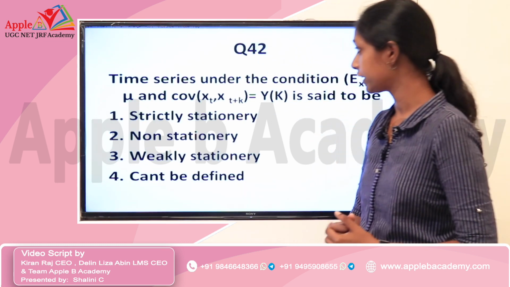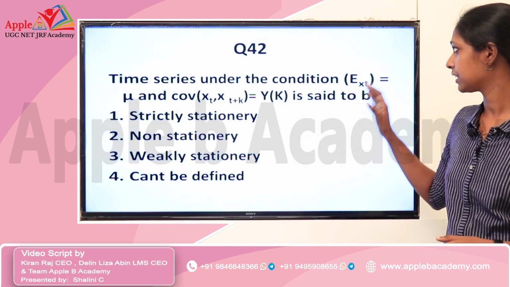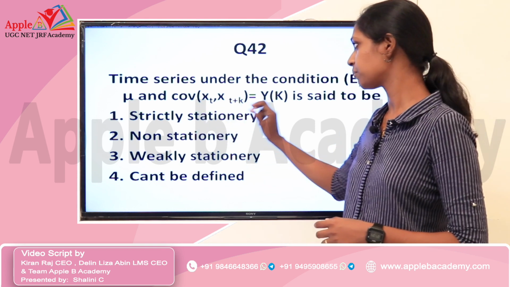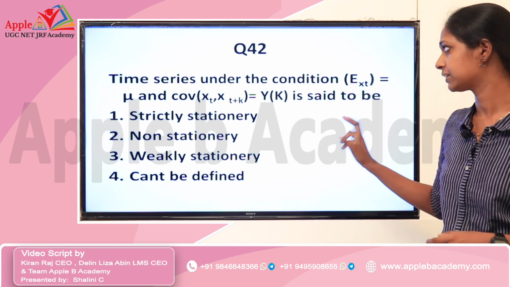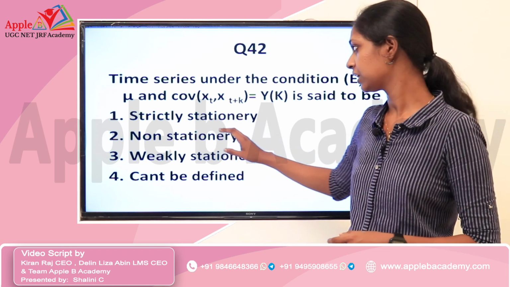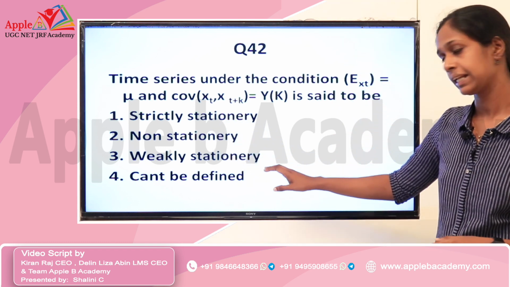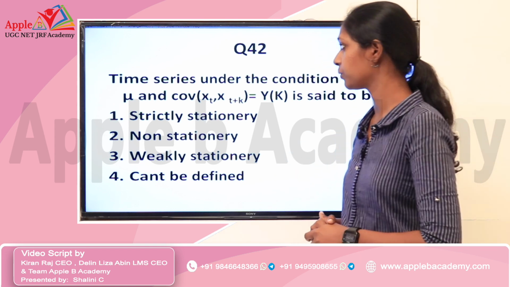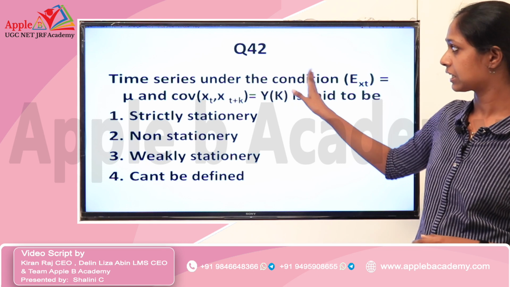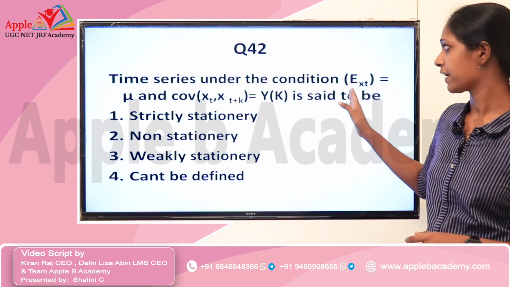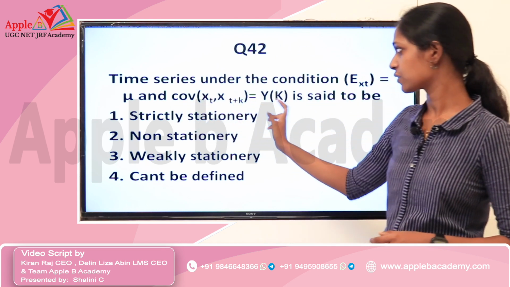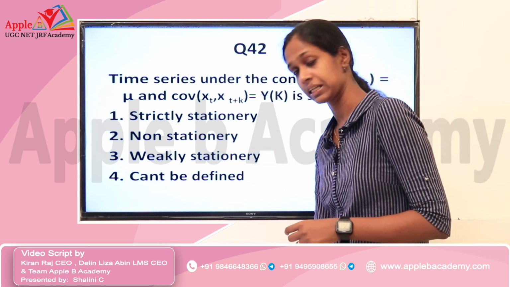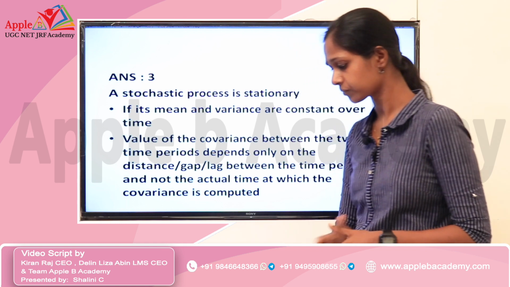So, question number 42: a time series under the condition expectation of xt equal to mu and covariance of xt and xt plus k equal to gamma of k is said to be strictly stationary, non-stationary, weakly stationary or can't be defined. Which of the following is the solution for this? Under which category does it come? So, what do you mean by a stationary stochastic process?